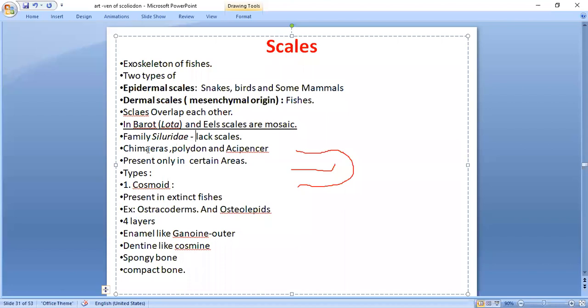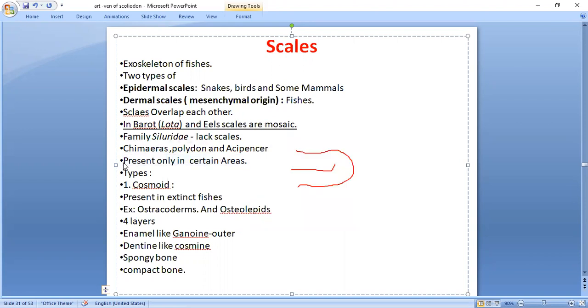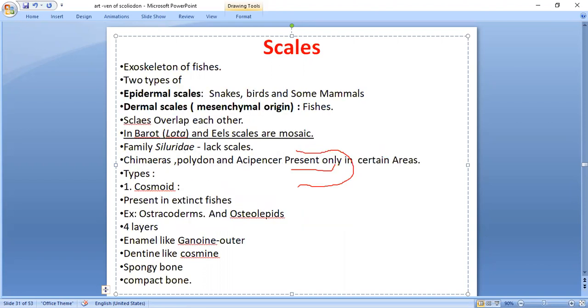Another group is Chimaeras, Polyodon, and Acipenser. In these animals, the scales are not complete throughout the body. They are restricted to some particular regions of the body, like head or trunk, or ventral or dorsal side. Only a particular area contains the scales. Throughout the body, the scales are not present. Then, types of scales.